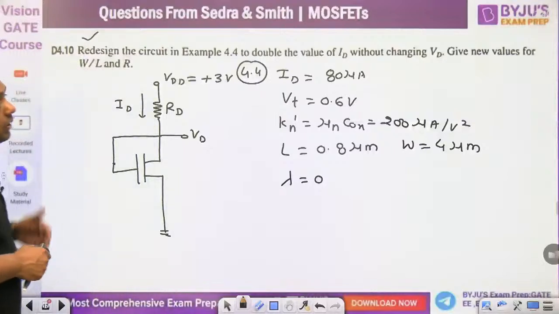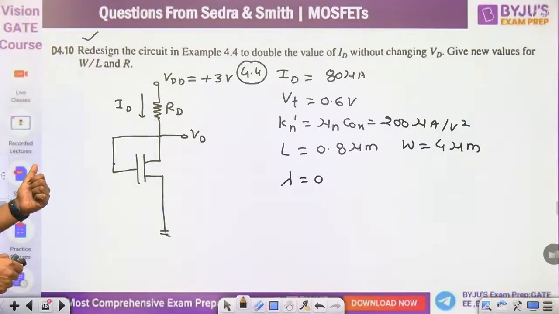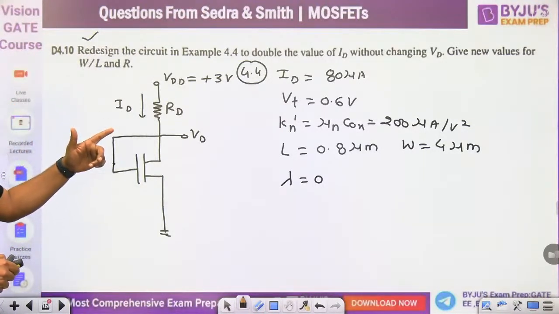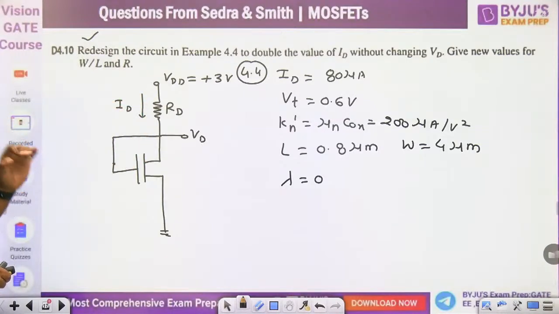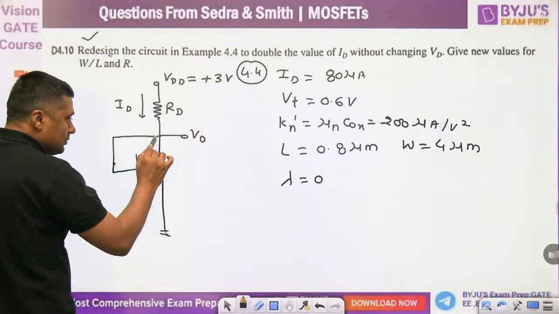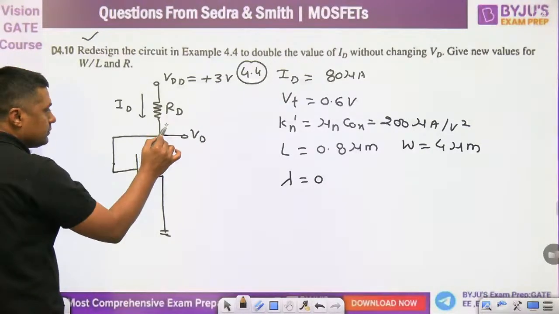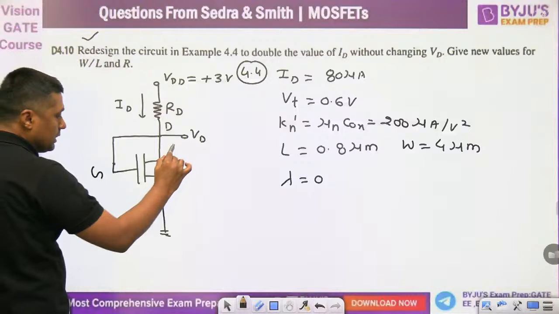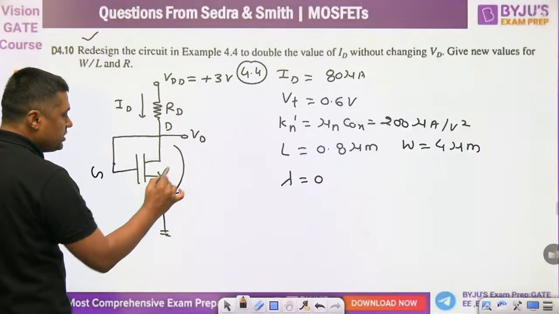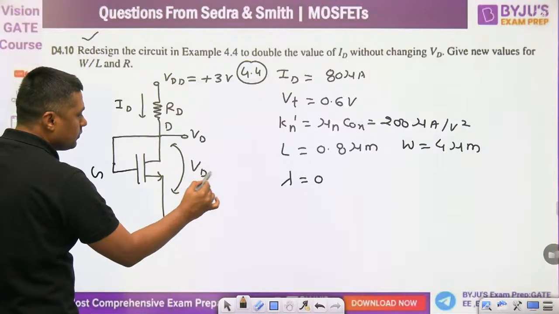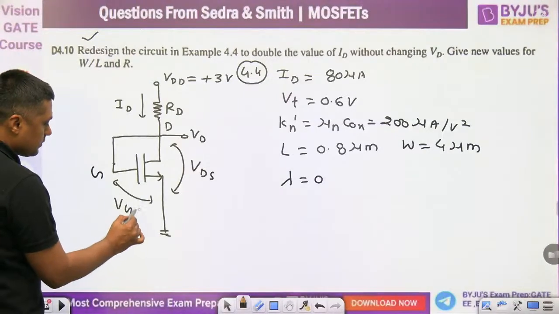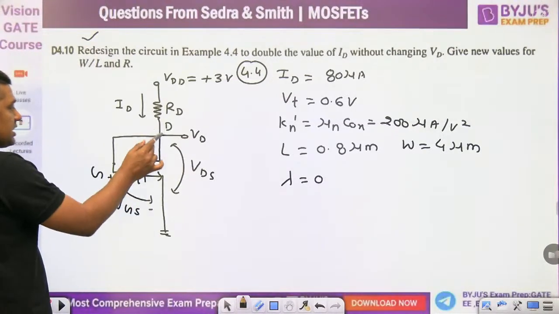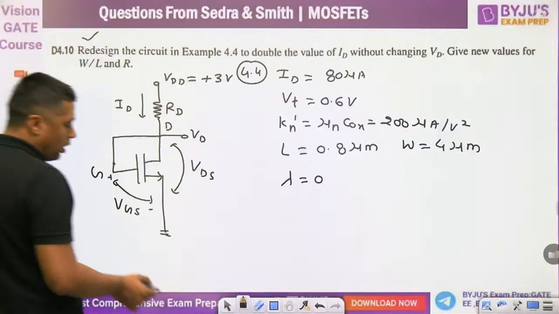How are you? For ID equal to 80 microampere, VT equal to 0.6, mu n Cox equal to this. So what is the value of RD and what is the value of VD? Now, always remember, when drain is connected to gate, then this voltage is called VGS. This is called VGS, VDS and VGS. Since drain is connected to gate, it means what?